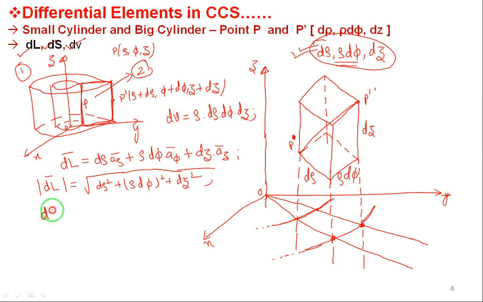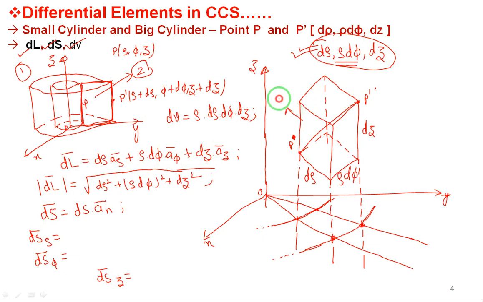Then coming to the differential surface area, we know this formula: differential surface area ds is equal to the differential surface area multiplied by the unit normal vector an. I want the differential surface area along rho direction, then along phi direction, then along z direction, because along rho, along phi, along z there exist surfaces. Along rho means, just observe which are the surfaces, I will show you in the diagram.